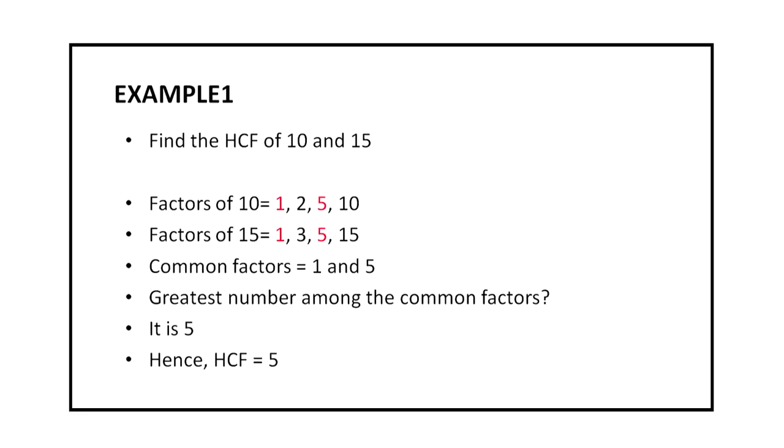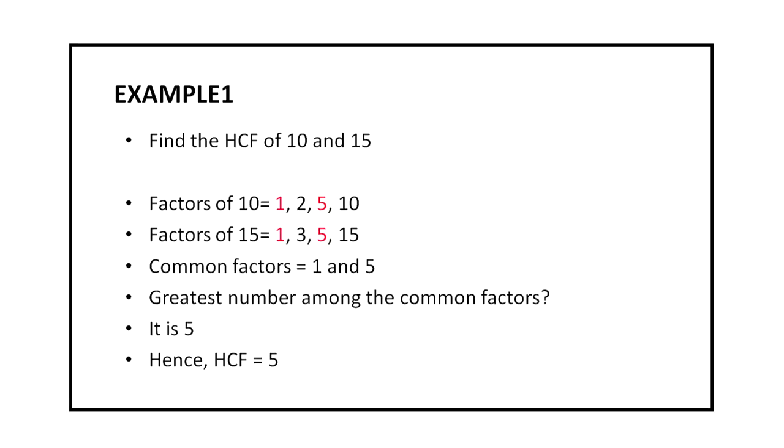Example 1. We will see how to determine the highest common factor for two given numbers. I am taking for example the two numbers 10 and 15. What we have to do here is, step 1, write down the factors. Step 2, find out the common factors. And step 3, determine the greatest number among the common factors.